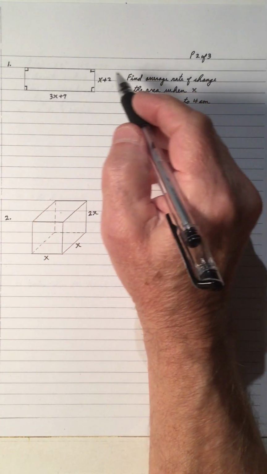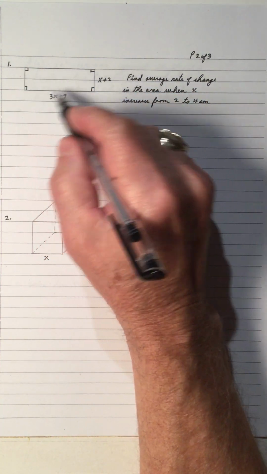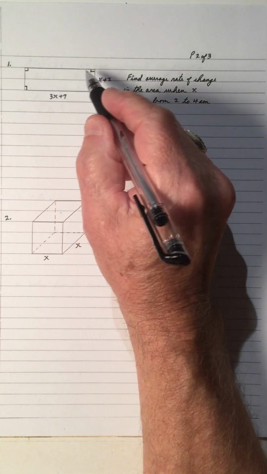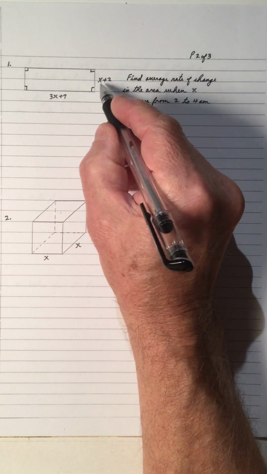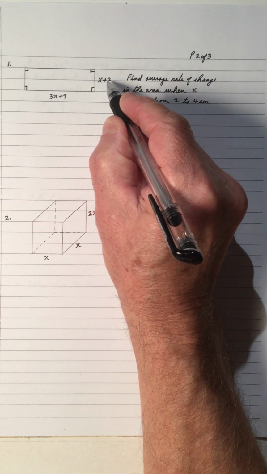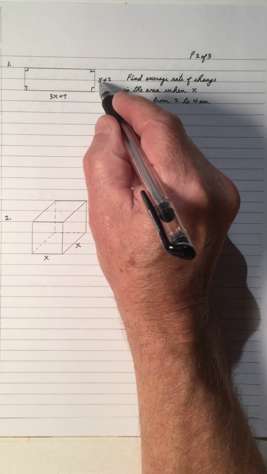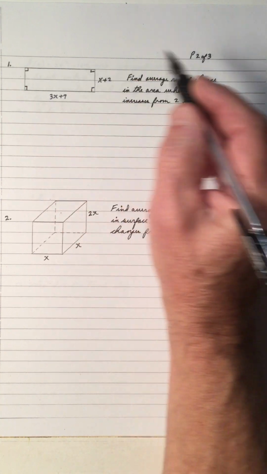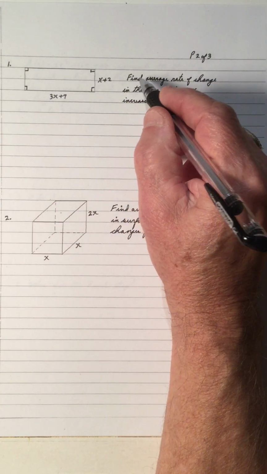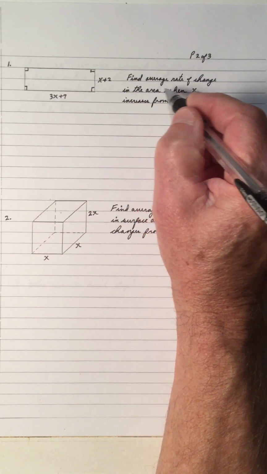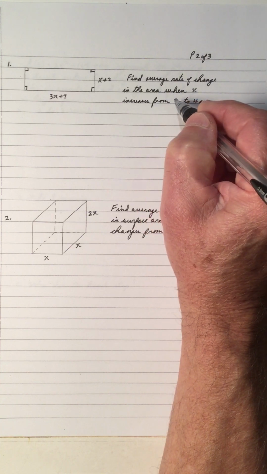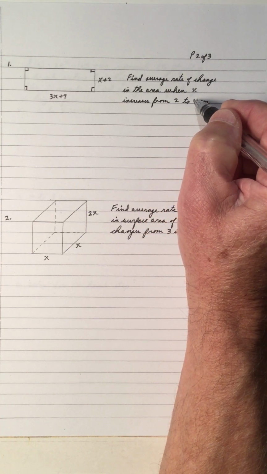Number 1, we have a four-sided figure with 4 right angles, so we notice that this side is x plus 2 and this side is 3x plus 7. So this is the width and this is the length. So this is a rectangle. And we want to find the average rate of change in the area when x increases from 2 to 4.